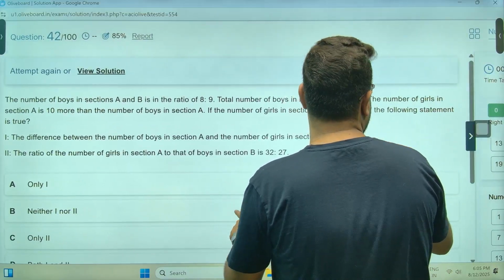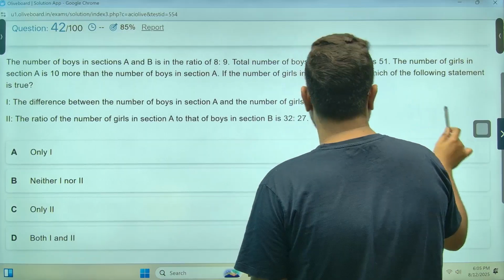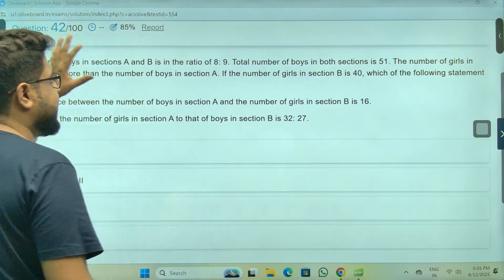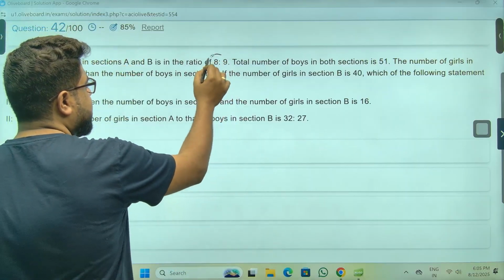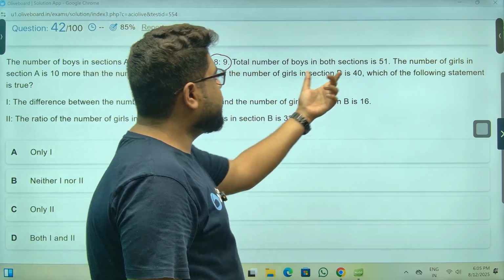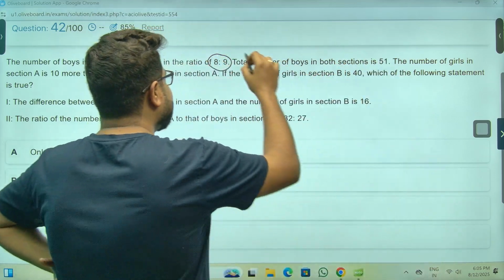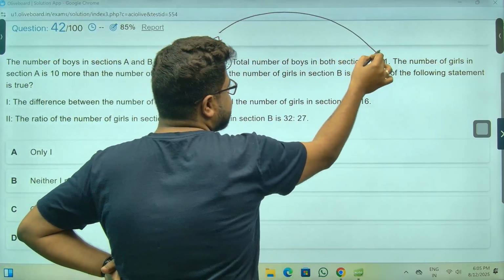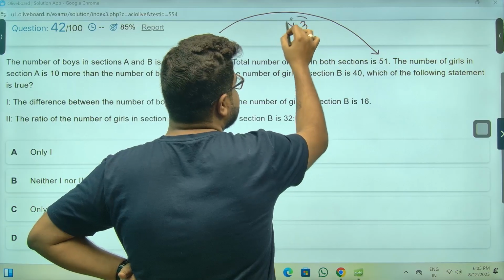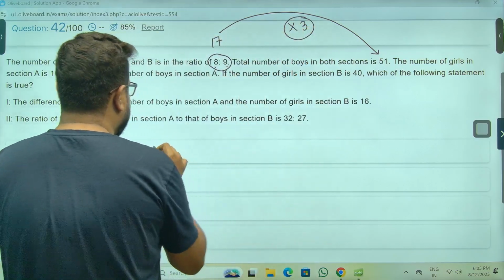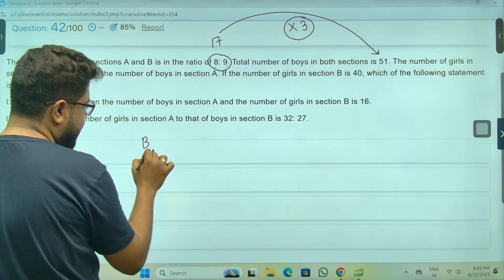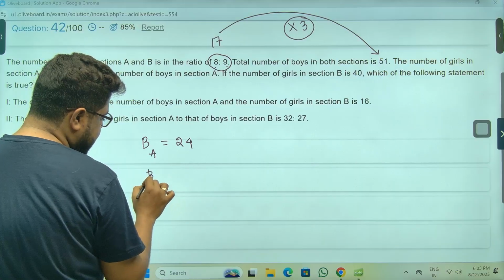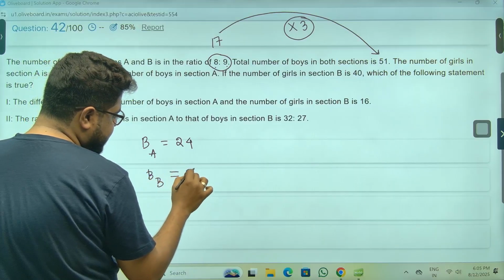Chalo, next question, sir. The number of boys in section A and B are in this ratio. Perfect. Number of boys in both the sections is this. Acha, sir. So totals are 17 parts, 8 ratio 9. 17 parts is 51. So that means every part is 3. So boys in section A, that is sir 8 threes are 24. Boys in section B, it is 9 threes are 27.